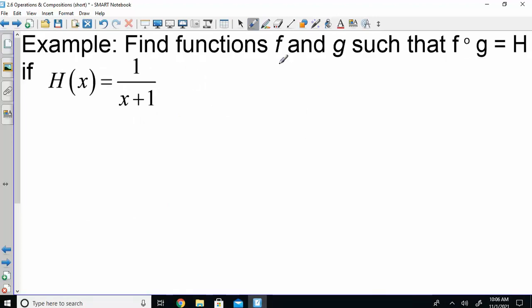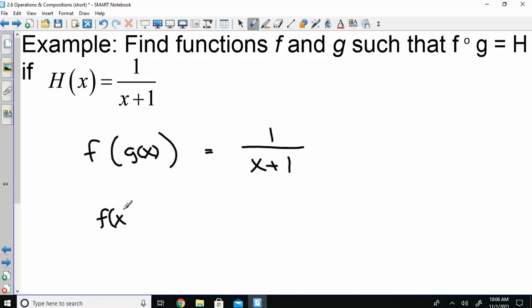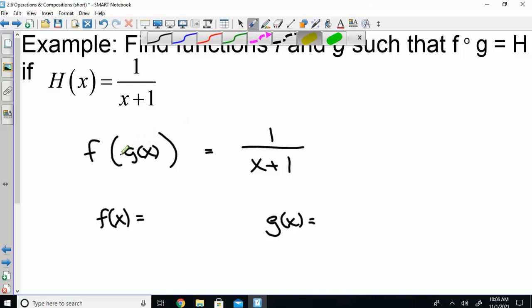So let's look at another. So I'm telling you that f composed with g equals 1 over x plus 1. And I need to know what f and g were to begin with. So g is the inside. The inside, like the first thing you would do, if you plugged a number in, what are you going to do first? X plus 1. So that's my g of x.